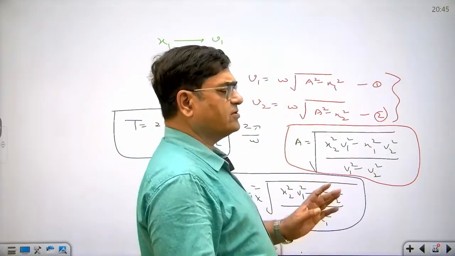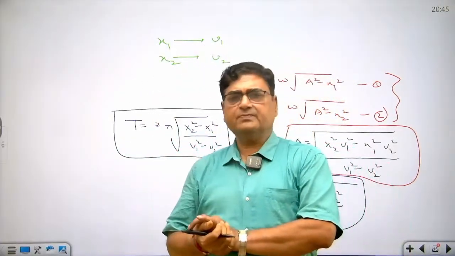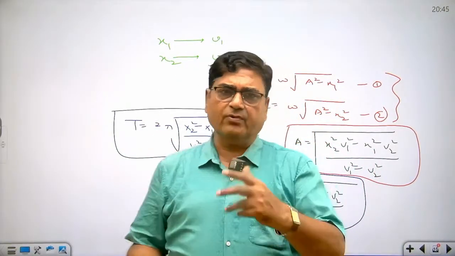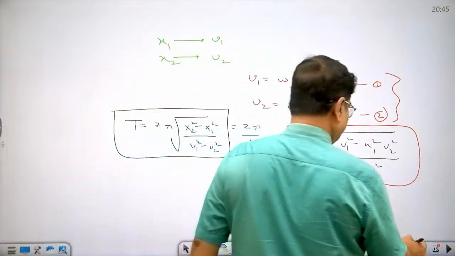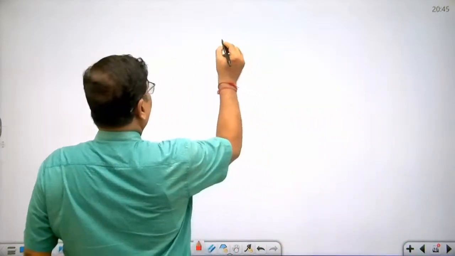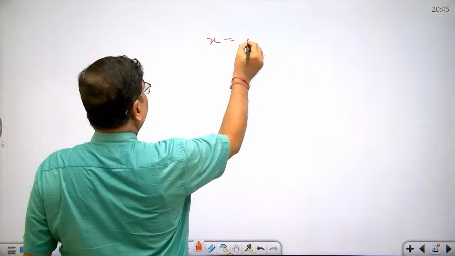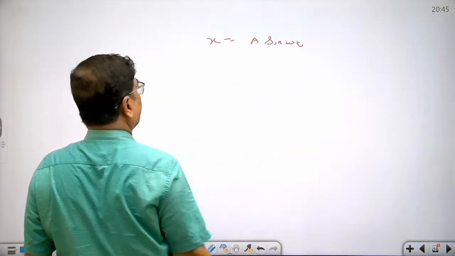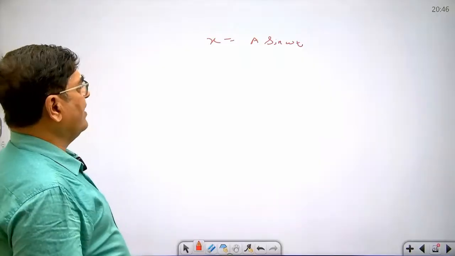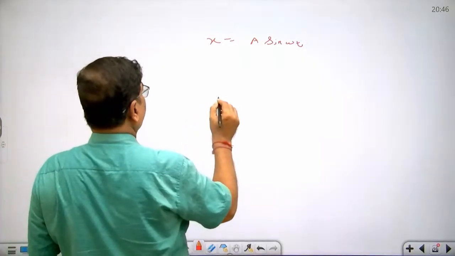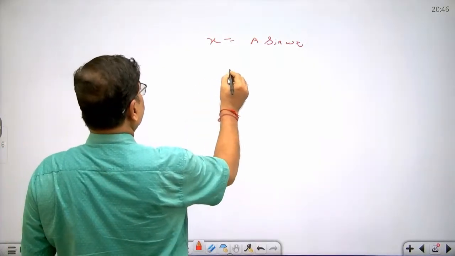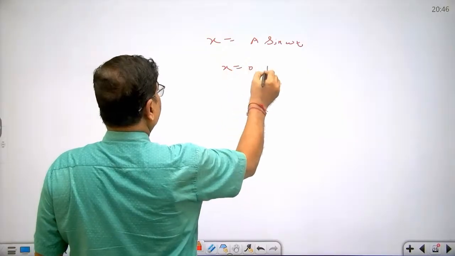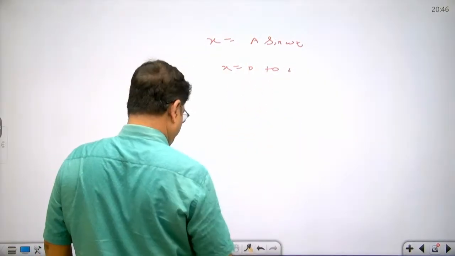So dear student, this was displacement, velocity and more. Let's see one more question. If a particle is moving from the mean position, then the equation in SHM is x equal to A sine omega t. Find the time taken by the particle from the mean position, x equal to 0, to x equal to A by 2. We have to determine the time.